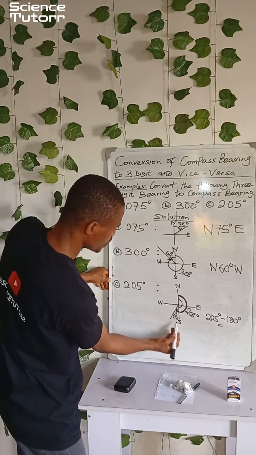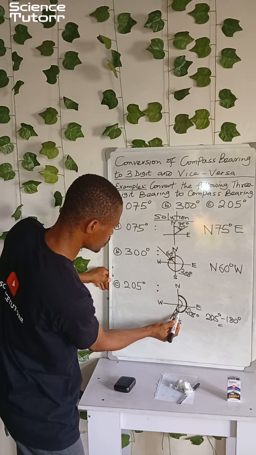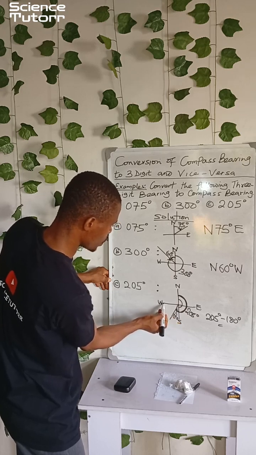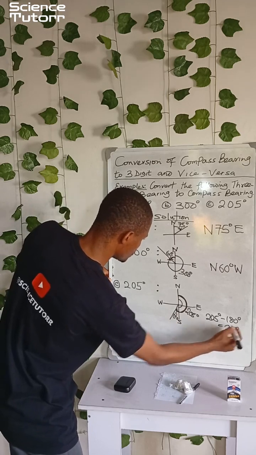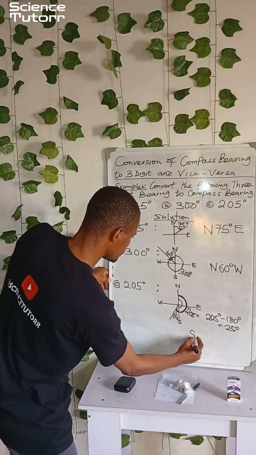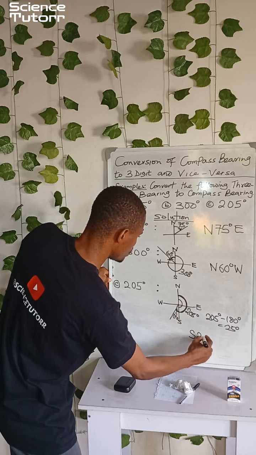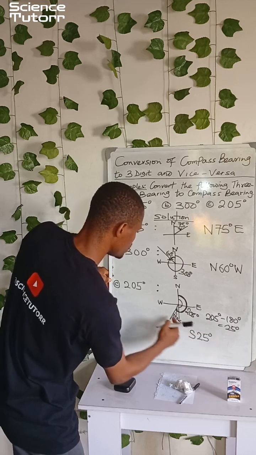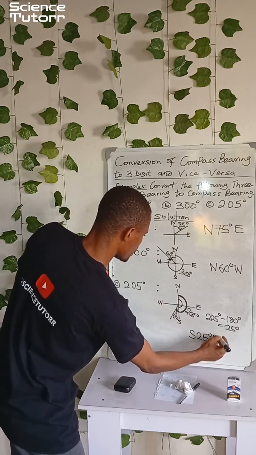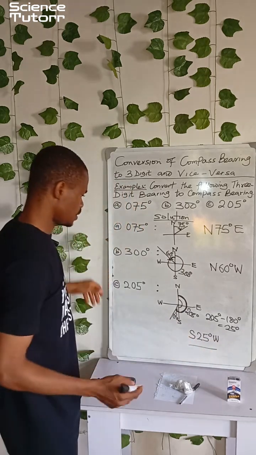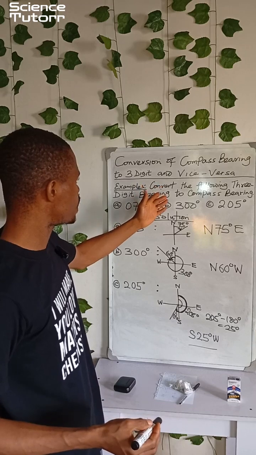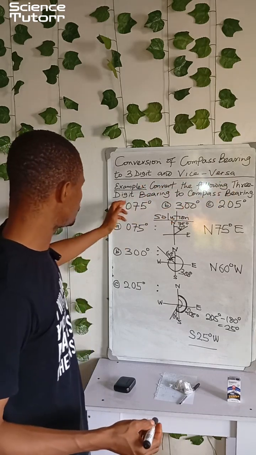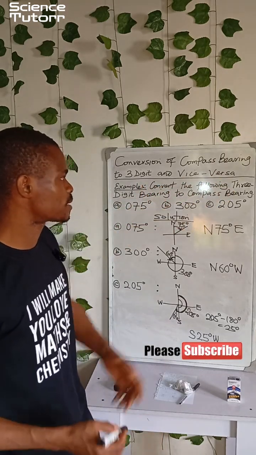And what does it mean? It means it begins from the south heading to the west. So I'm going to interpret it this way: south 25 degrees west. That is how it is done. This is how to convert from three-digit bearing to compass bearing.